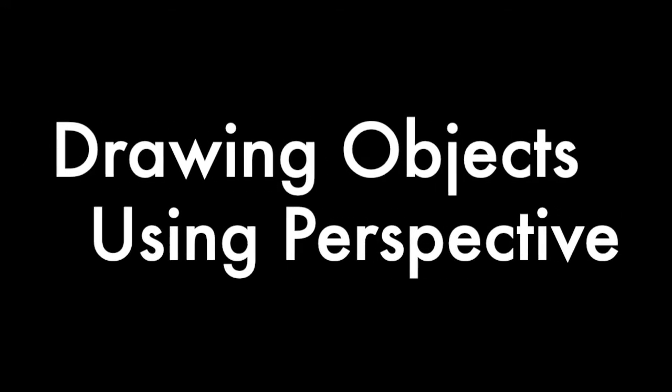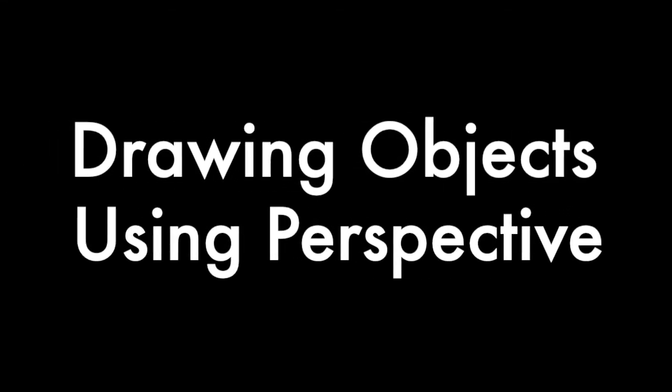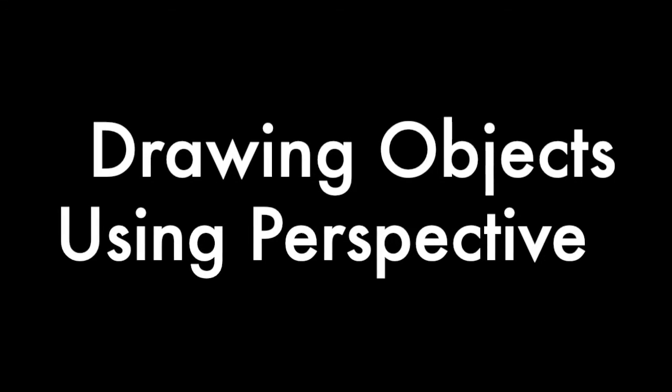In this video, I'll be showing different examples of drawing objects using perspective. The first object I'll draw is the chair that you see in the top left-hand corner. All of the objects that I'm going to show you always start with a cube or a box in two-point perspective.